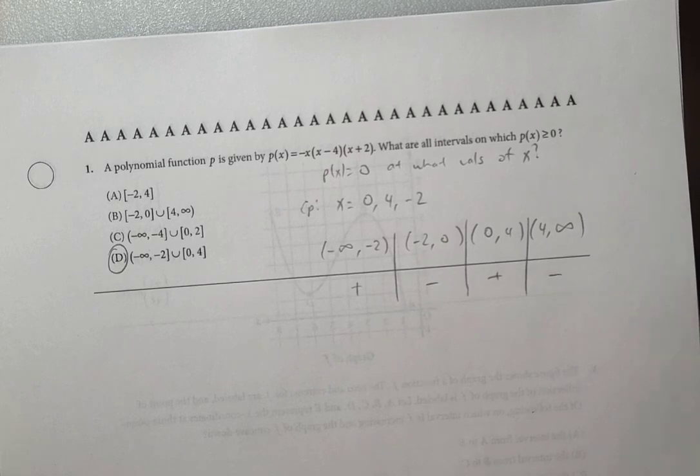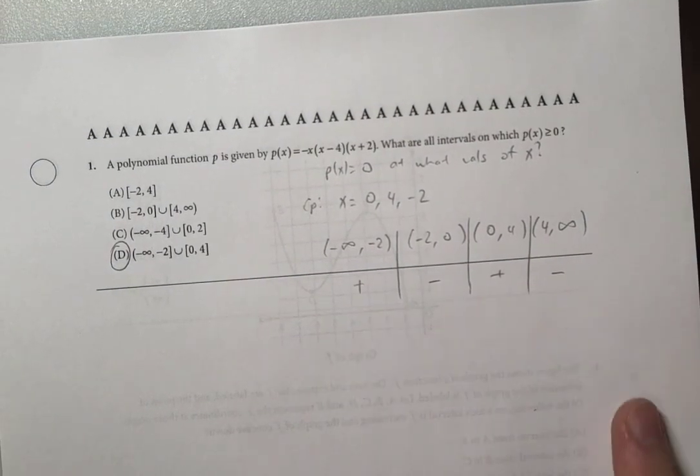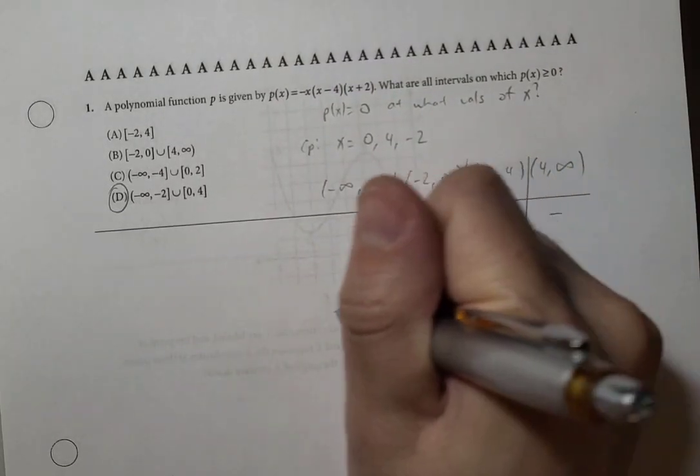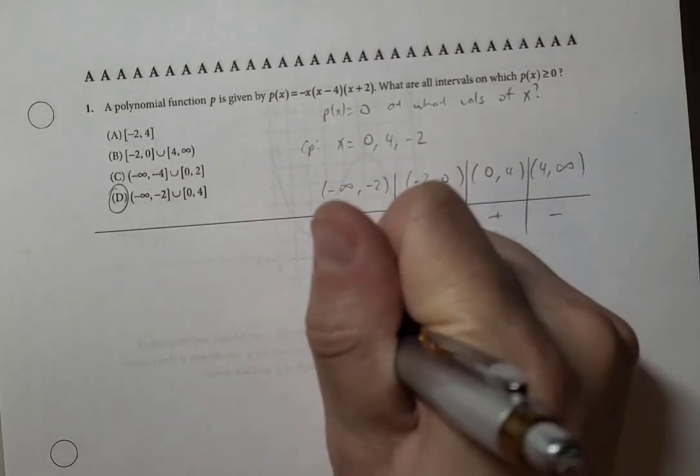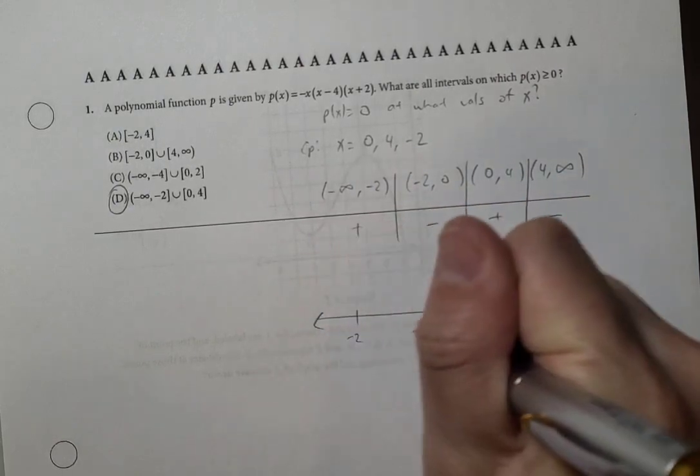And that's the answer. I do have the key and I'm checking it as I'm solving this live. So you can do it like this. The way I teach people, at least in calculus, is to do it like this. It's the exact same thing. We're going to use our critical points and draw it on a number line.